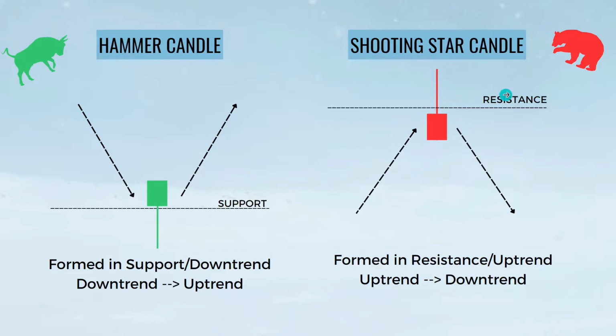This is a shooting star candle, and when it is formed near the resistance, the market is expected to move downside. The hammer candle is formed in support or downtrend and it could be a bullish candle, and the shooting star is formed in resistance and it could be a bearish candle. Now let's see an example for this hammer candle and this shooting star candle.